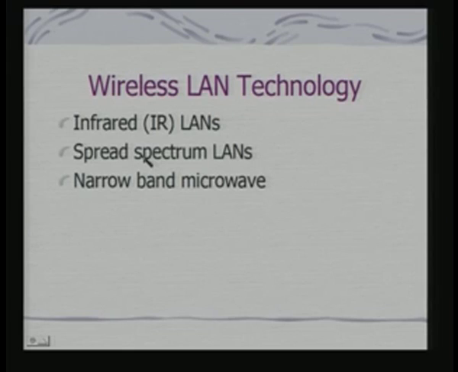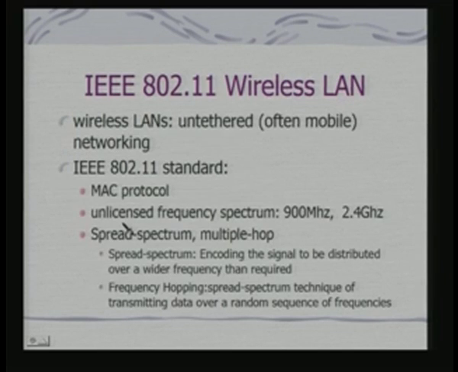The basic technologies are infrared LANs, spread spectrum LANs and narrowband microwave LANs. Infrared LANs are very simple, and we have already looked at infrared LAN. The IRDA protocol can be used for that purpose. The majority of the LANs that we shall look at, and that we have today, are spread spectrum LANs. Narrowband microwaves are also used for this purpose.